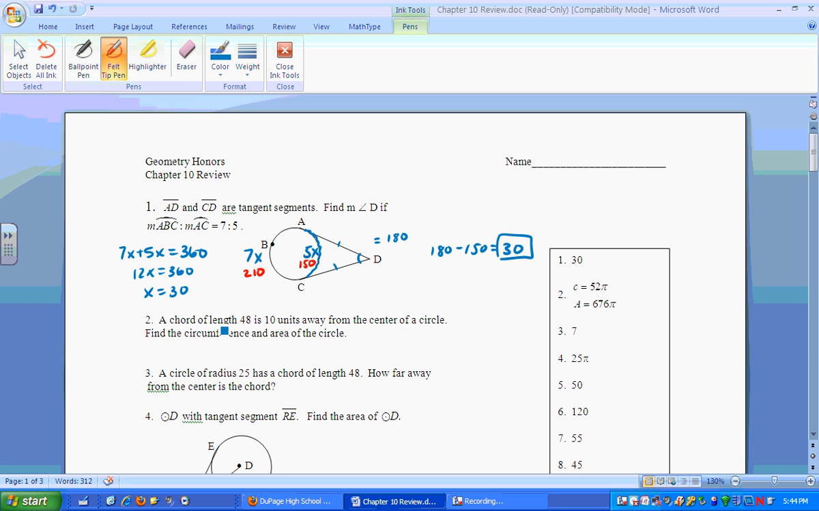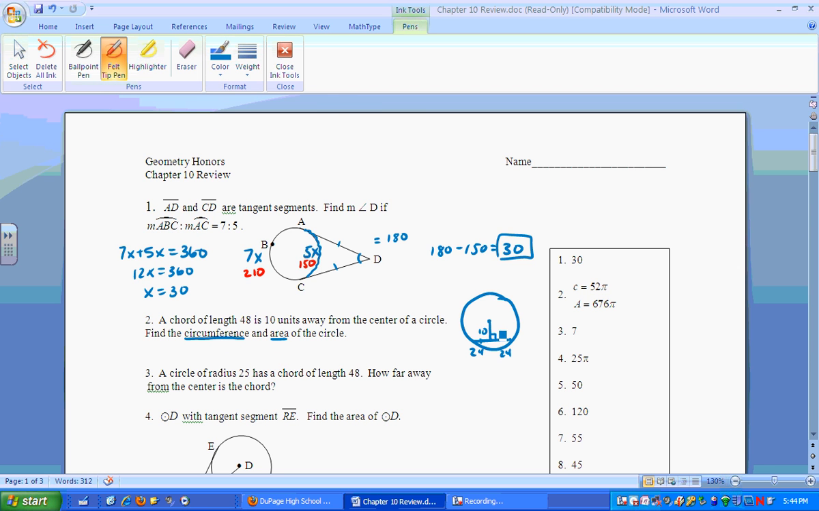Number 2, a chord length of 48 is 10 units away from the center of the circle. Let's start by drawing ourselves a picture. Center of the circle. We'll draw on a chord. We know that's 48, and we have 10 units away. You could draw a radius to the center of the chord, breaking it up so that 48 breaks up into congruent pieces of 24 and 24. We need to find the circumference and area.